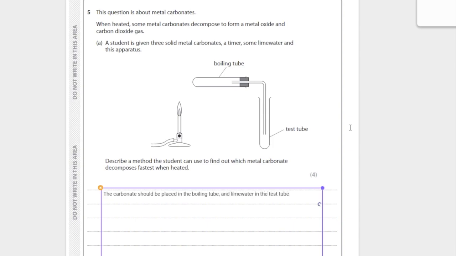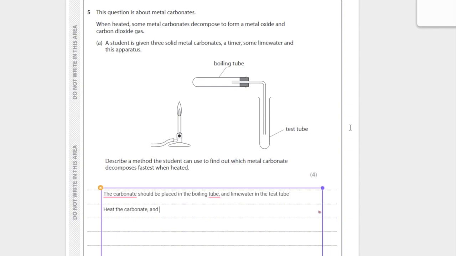That's what it should be, because the carbon dioxide should be bubbled into the lime water, from the boiling tube, through the thin tube that connects the two. So it logically makes sense. Next we see the Bunsen burner, so we need to say what to do with it. We need to heat the boiling tube, or heat the carbonate.